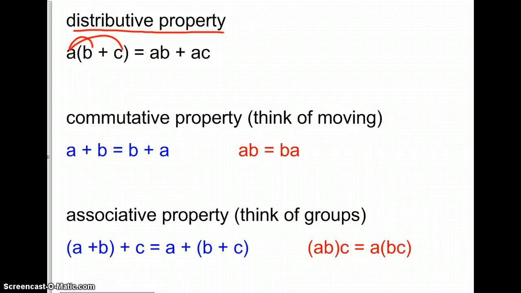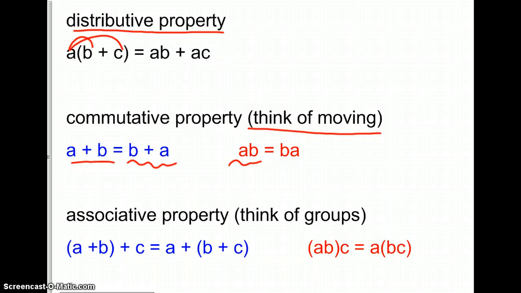In the commutative property, again, this is the one where we can think of things being moved around. When we commute, we are moving or driving from one place, usually our home, to our work site. Okay, so in any two numbers, a plus b, we can move and say they're equal to b plus a. And if we're technical, that's the commutative property of addition. The commutative property of multiplication lets us say that a times b equals b times a.